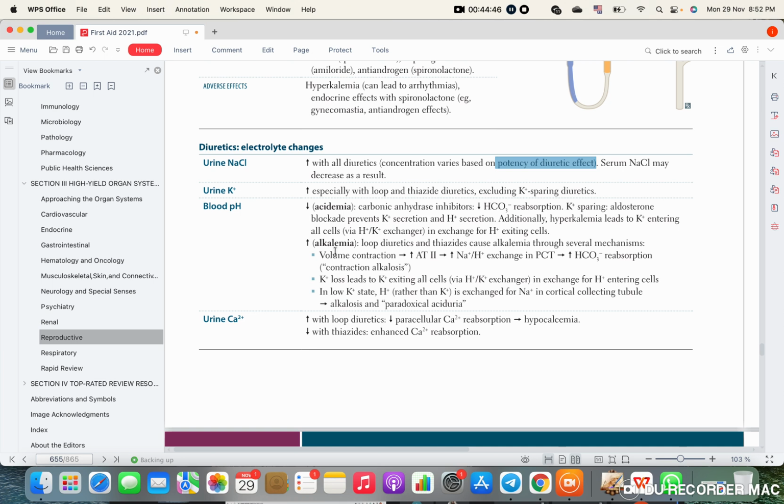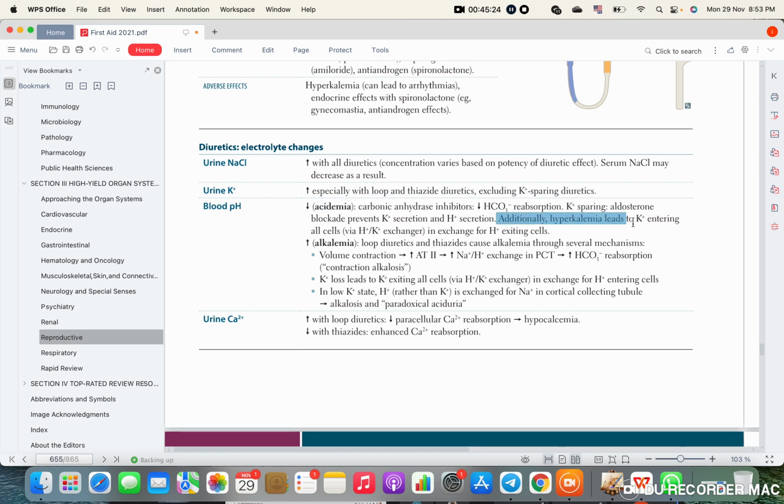The next thing is the blood pH. Blood pH will be decreased sometimes, for example, in case of using a carbonic anhydrase inhibitor. Why? We described how in that disease we had a decrease in the bicarb reabsorption indirectly, and in case of potassium sparing diuretic. Why? Because in case of aldosterone blockage, that will prevent the secretion of both potassium, and potassium's love, whom? Hydrogen. So basically it will prevent their secretion, and thus there will be acidemia, and that will decrease the pH.